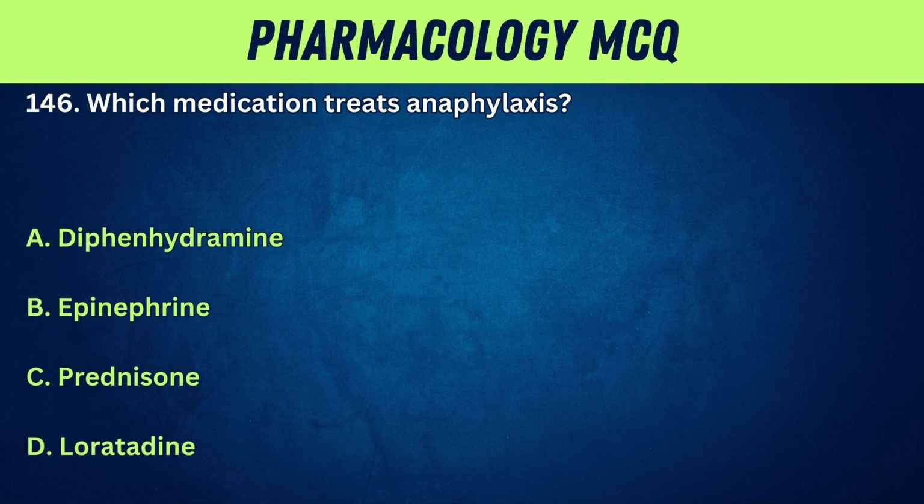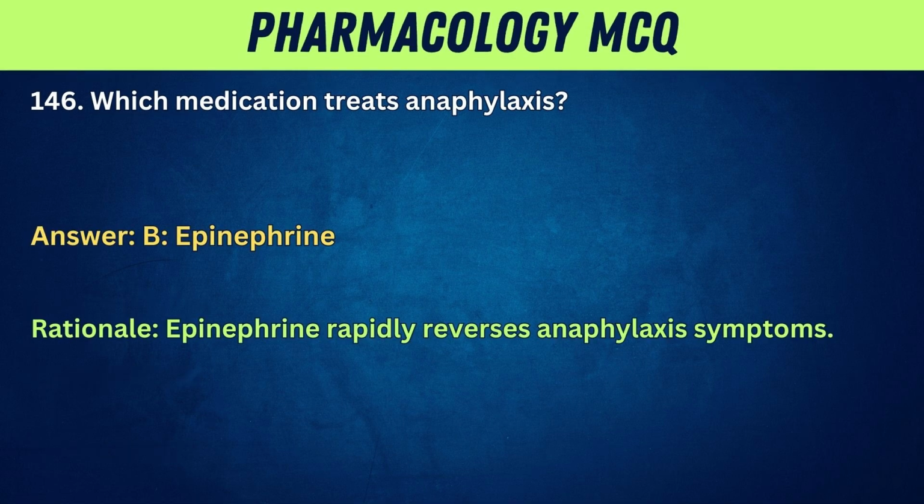146. Which medication treats anaphylaxis? A. Omeprazole. B. Epinephrine. C. Prednisone. D. Loratadine. Answer: B. Epinephrine. Rationale: epinephrine rapidly reverses anaphylaxis symptoms.